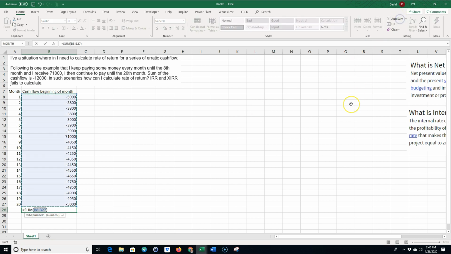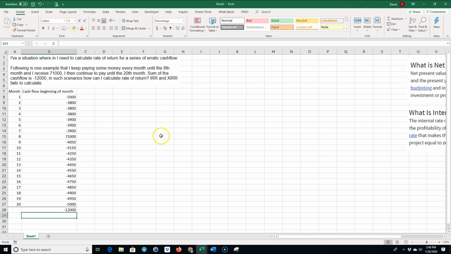It says the sum of the cash flows is a negative $12,000. We could check that with auto sum. Yep, it's a negative 12,000. So in such scenarios, how do I calculate the rate of return? IRR and XIRR fail to calculate.